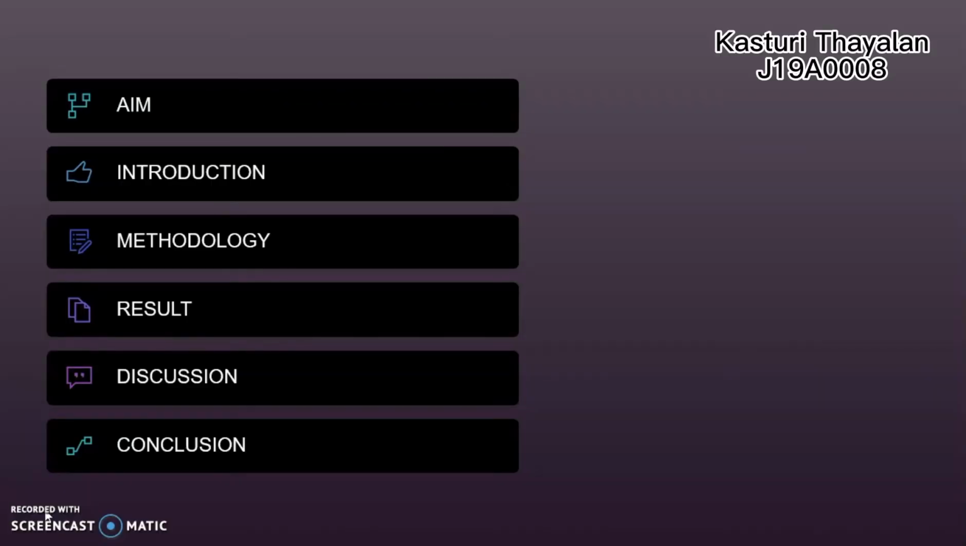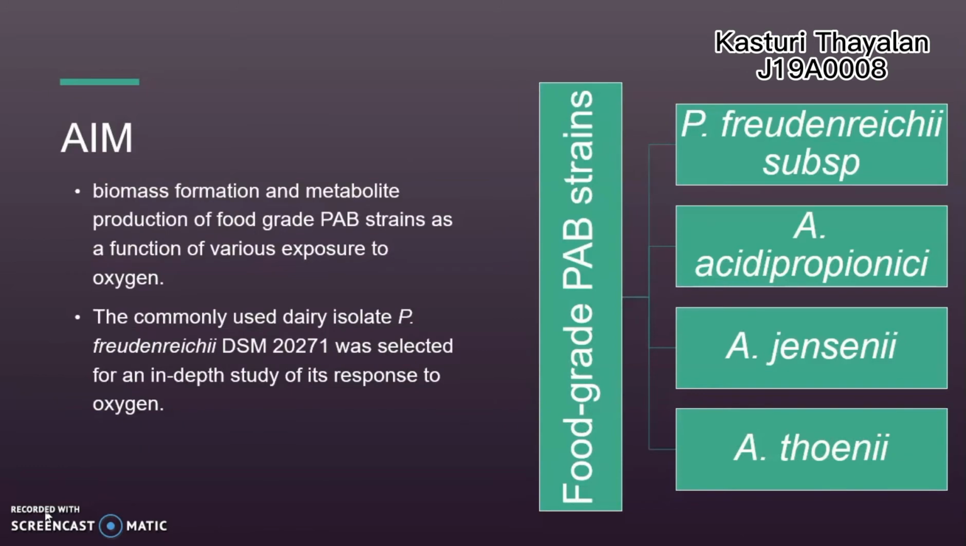These are the contents that we're going to talk about in our presentation today. Let me go through what our aim is. The aim of our study is to find the biomass formation and the metabolite production of 4 species of food-grade PAB strains when exposed to various levels of oxygen.